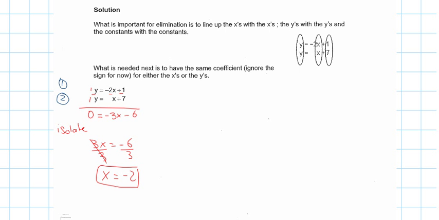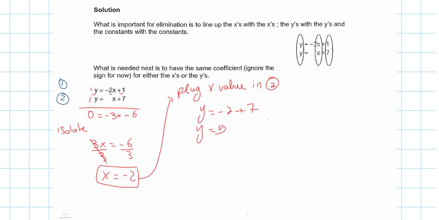Okay. So I'm going to plug the x value in equation number 2. So I go y equals negative 2 plus 7, so y equals 5. So my point of intersection is negative 2, 5. Done. Does it make sense?